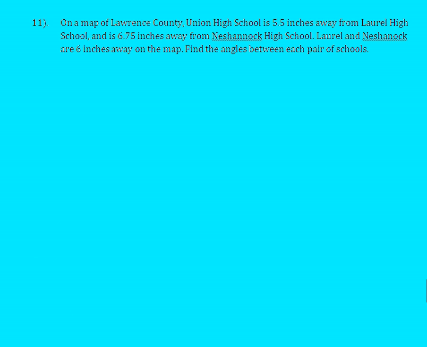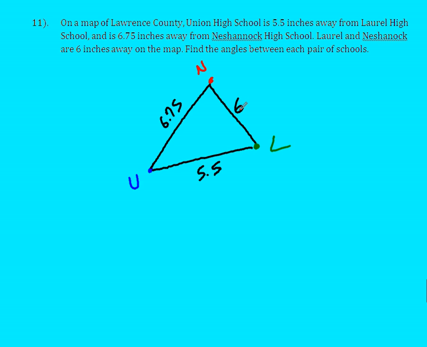Alright, number 11. On a map of Lawrence County, we have a school this far away. So let's try to set it up. There's the one school, here's the second school, and then here's the third school. So we're going to draw our triangles as such and see exactly what we can find about them. We know that from Union to Laurel is 5.5. I also know that U to N is 6.75, and then the last one is 6. So we need to find the angles between each pair.